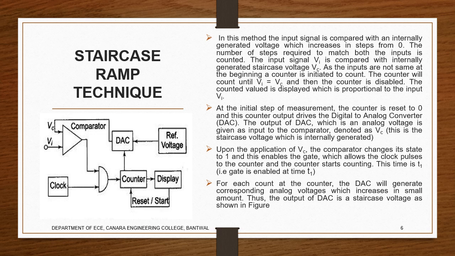So what is the comparator doing? Vi is already given there, and Vc is compared, and its output is given as 1, and it is given to the gate, and here the gate is enabled. Upon the application of Vc, when it is enabled, the counter will start to count. Even if it is a small increase in the voltage, it starts to count, increase, and wait for the next voltage. So this is the output voltage.